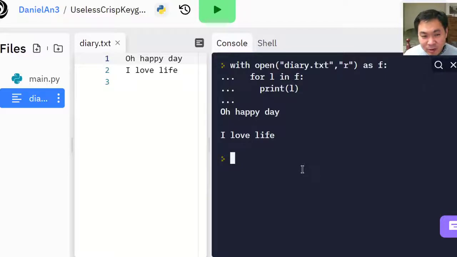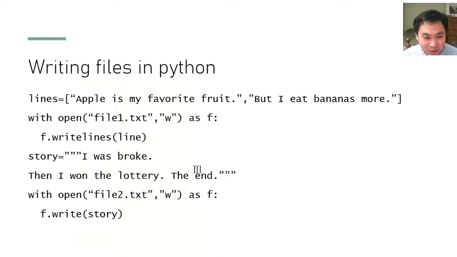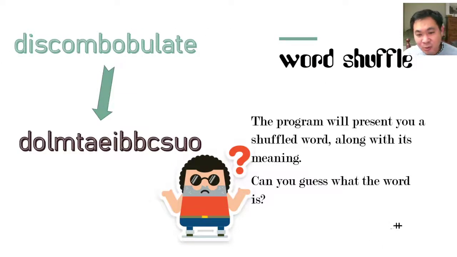And if this is okay, now we are going to start with our word scrabble, word shuffle. Okay, so what is today's project? This is word shuffle. This program will present you a shuffled word along with its meaning. And so this word discombobulate is going to be shuffled as something like domite. And then when you're presented with this, and it's also going to give you the meaning of this word, from that you have to guess what the initial word is. By the way, discombobulate means confusing. Okay, so it's going to be very confusing, right? Okay, so we're going to make that.